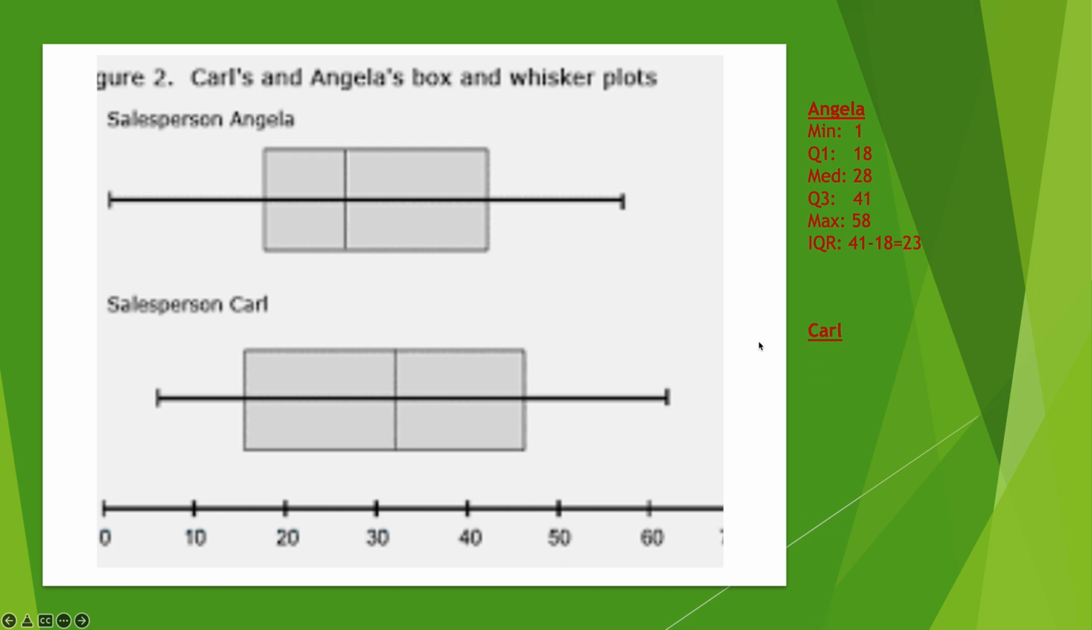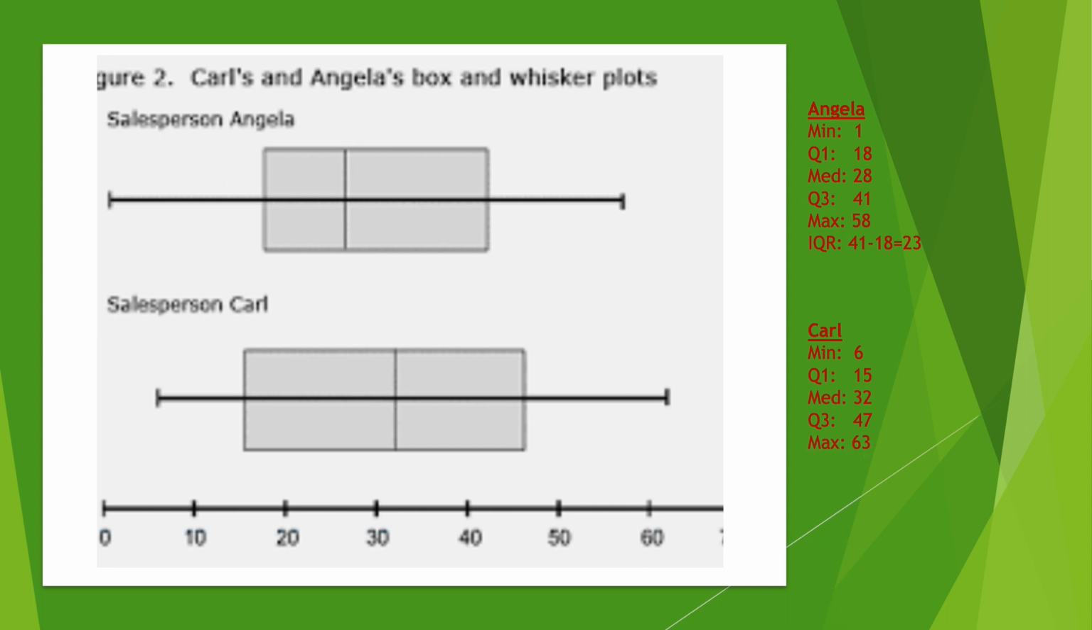Now let's take a look at Carl. The minimum score I have down as about a 6. The first quartile I have at about a 15. The median, I thought it was about a 32. You want to argue 31? Go ahead. Well, it's hard for me to tell. The third quartile I had at about a 47. And the maximum was 63.